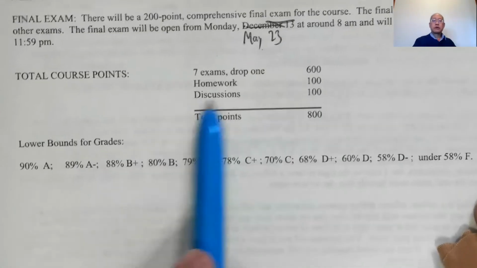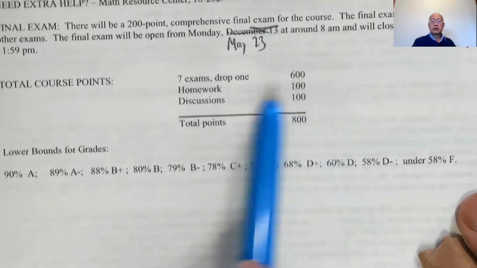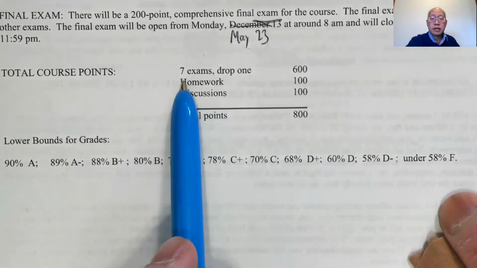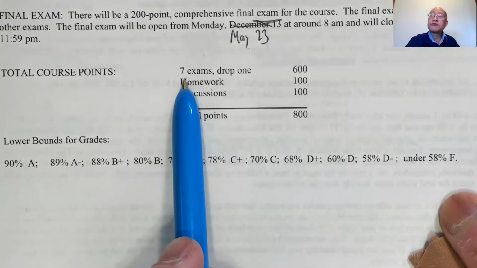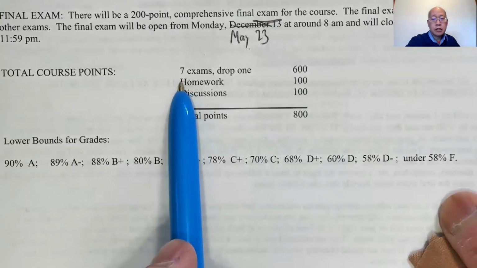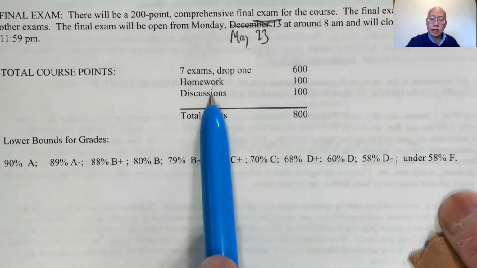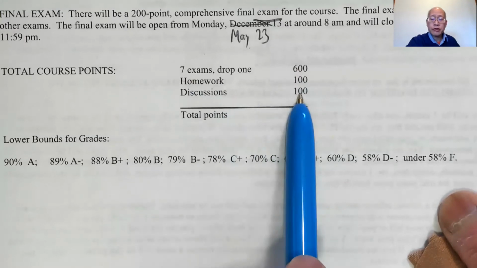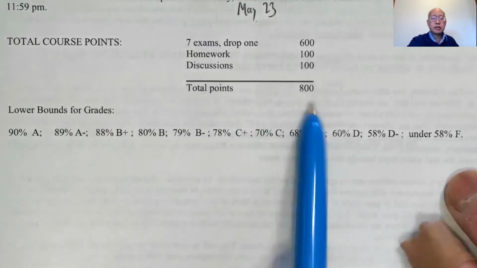All right, here's the total course points. So change it on the syllabus you're getting also. Okay, so 7 exams total: 5 exams plus the final exam, which is worth 2 tests. You get to drop 1, so that's 600. 100 points for homework, 100 points for discussion, total of 800 points.